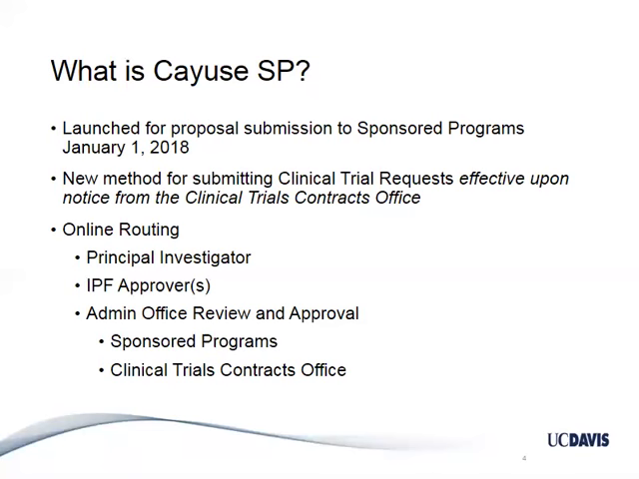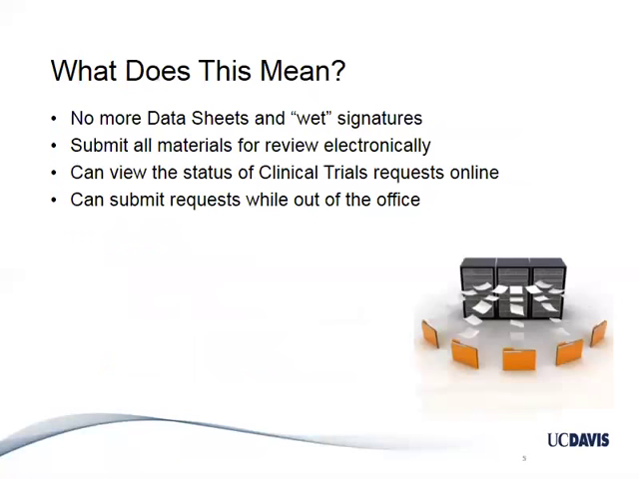And like I said, it's online routing. So all of the routing is done online. There's no more getting signatures. That means there's no more data sheets. You can submit all your materials for review electronically. You can view the status of your request online, so you don't have to always call people or email them and say what's going on and wait for a response. And you can work on or submit the request from out of the office. Your PIs can look at the request and do their pieces while anywhere that they have internet access. They just have to have internet access.